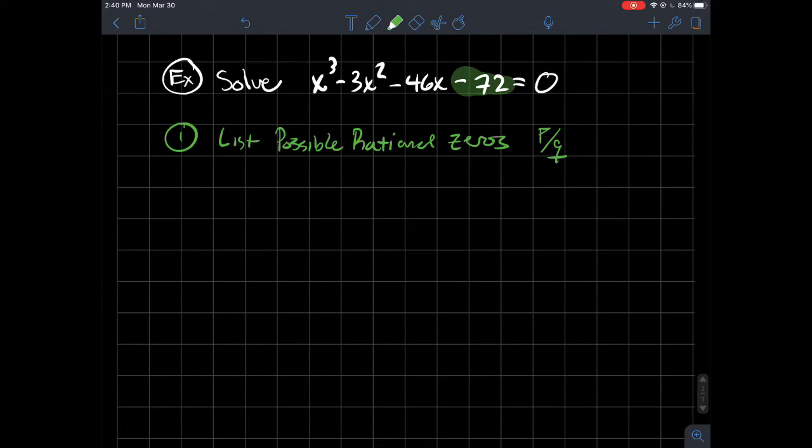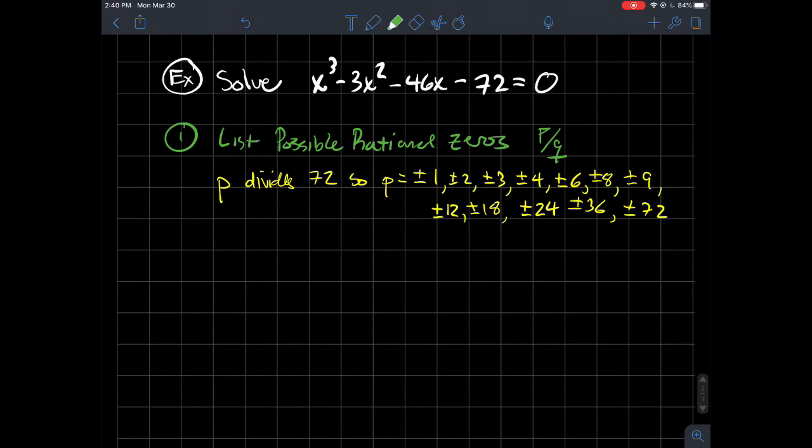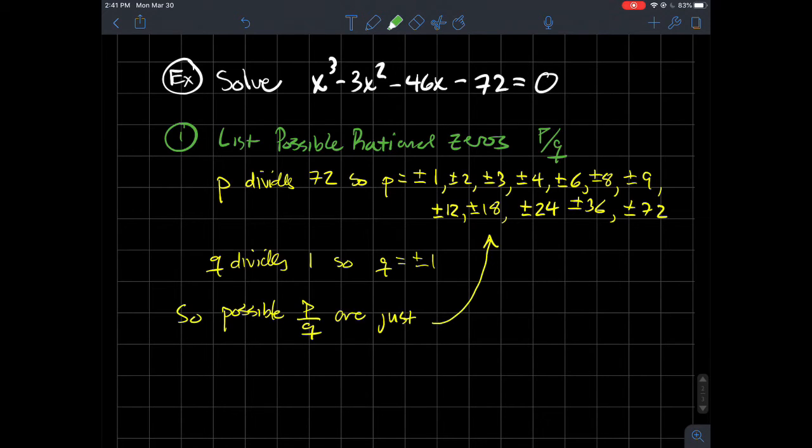That's the leading coefficient. So if I write those numbers for p down, 72 has a whole lot of factors. It should be all of these. So there's a lot of possibilities for what p could be. Luckily though, there's only 2 possibilities for q, because q has to divide that leading coefficient 1. So if I think about making all possible p over q, I'm just dividing by 1, right? So really my list of p over q's is just the list of p's there. Hope that makes sense. That's step 1.